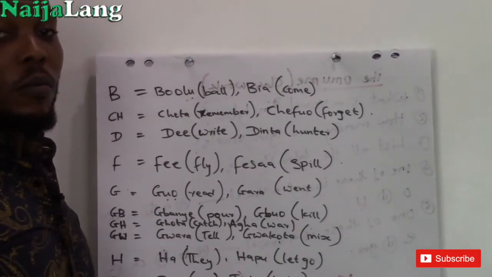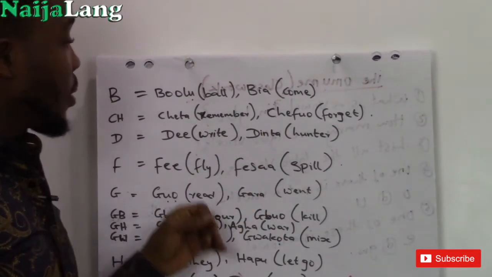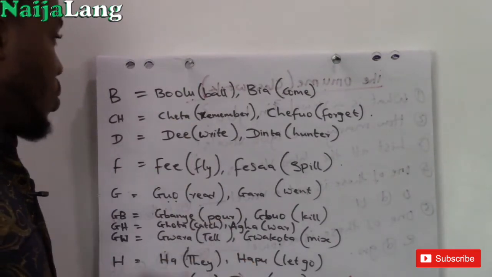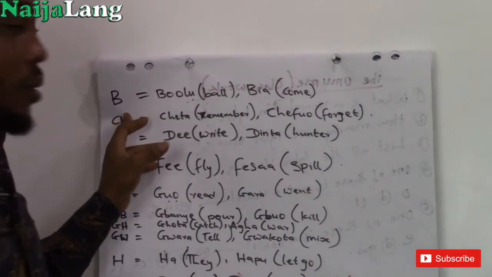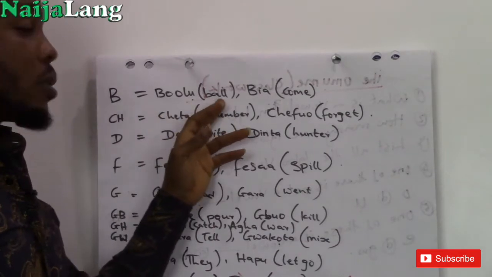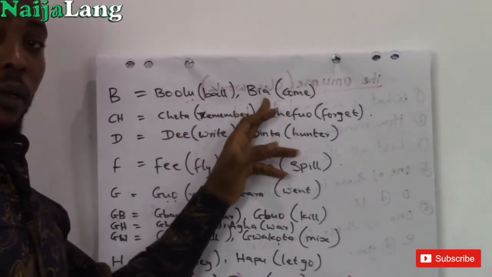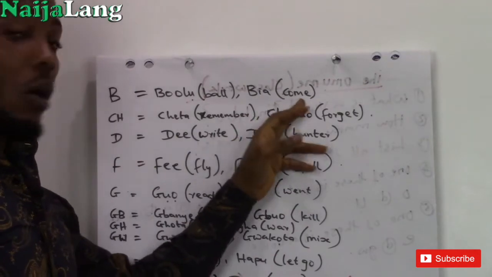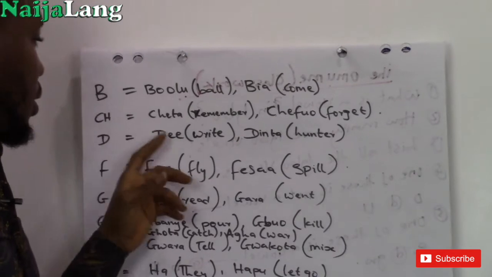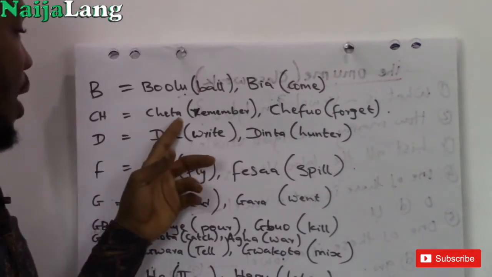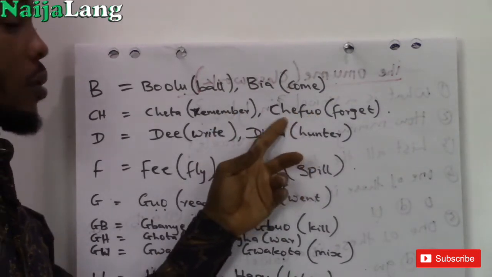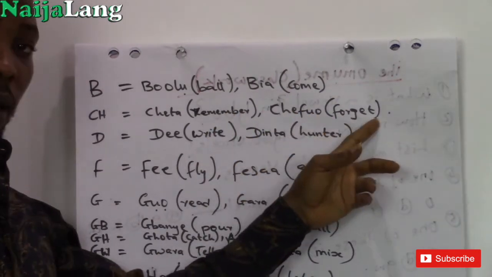Ugbu a ka anyị nye ihe ọmụmaatụ gbasara mgbochi ume. Now let's give examples of consonants with these words. Bọ, ball. Ball in English means ball. Bia means come. The next one is che: cheta, which means remember. Chefuo means forget.